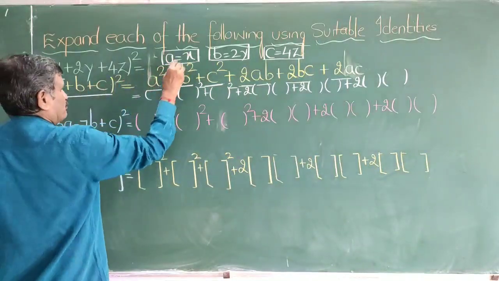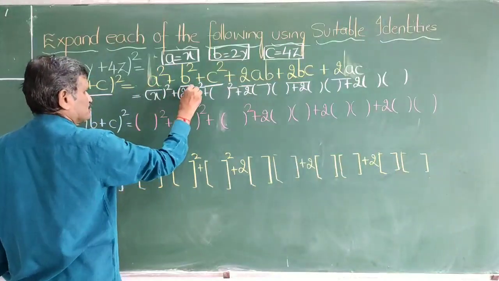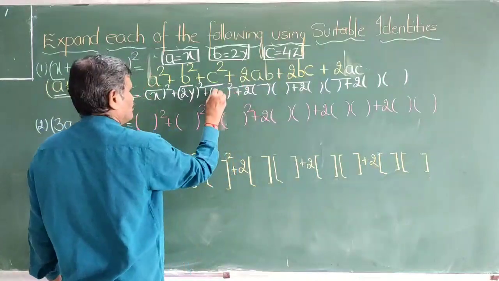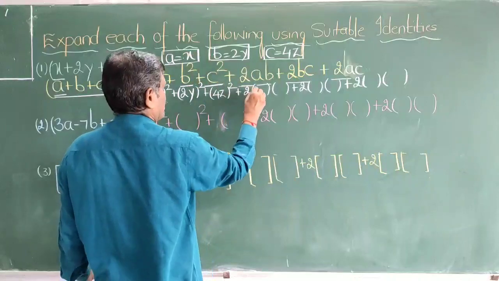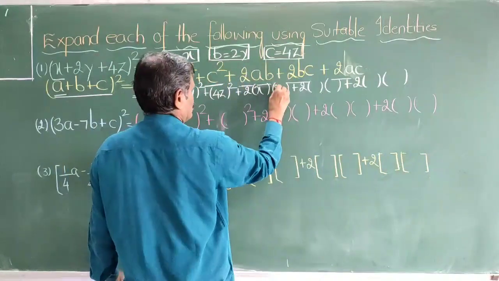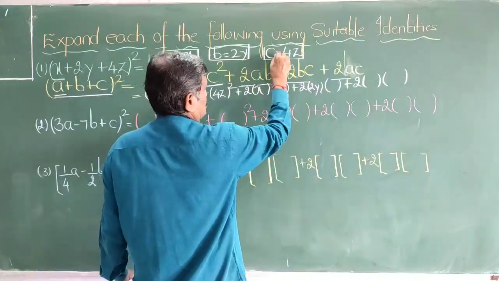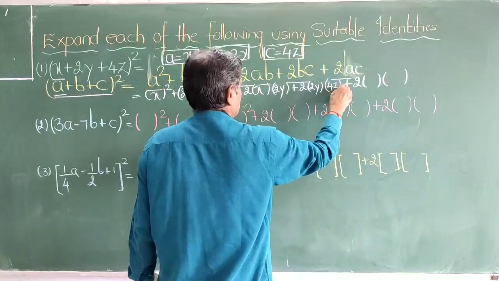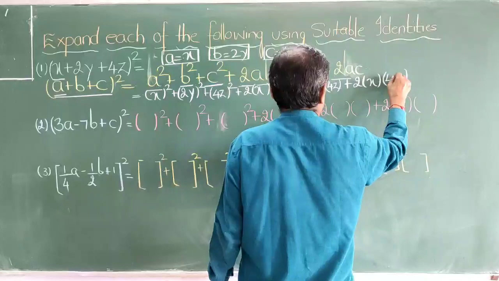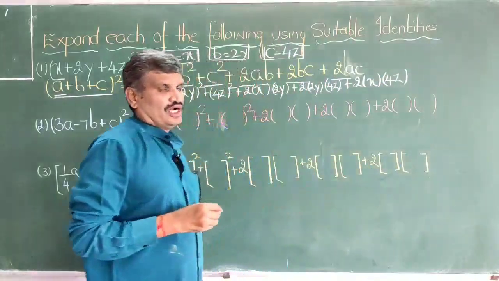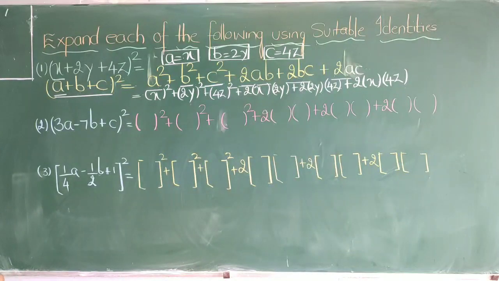In place of a I have to put x, in place of b I have to put 2y, in place of c I have to put 4z, and in place of 2ab, again a stands for x, b stands for 2y; in 2bc, b stands for 2y, c stands for 4z; in 2ac, again a stands for x and c stands for 4z. So in the first problem, I am giving you a systematic method of solving the problem.